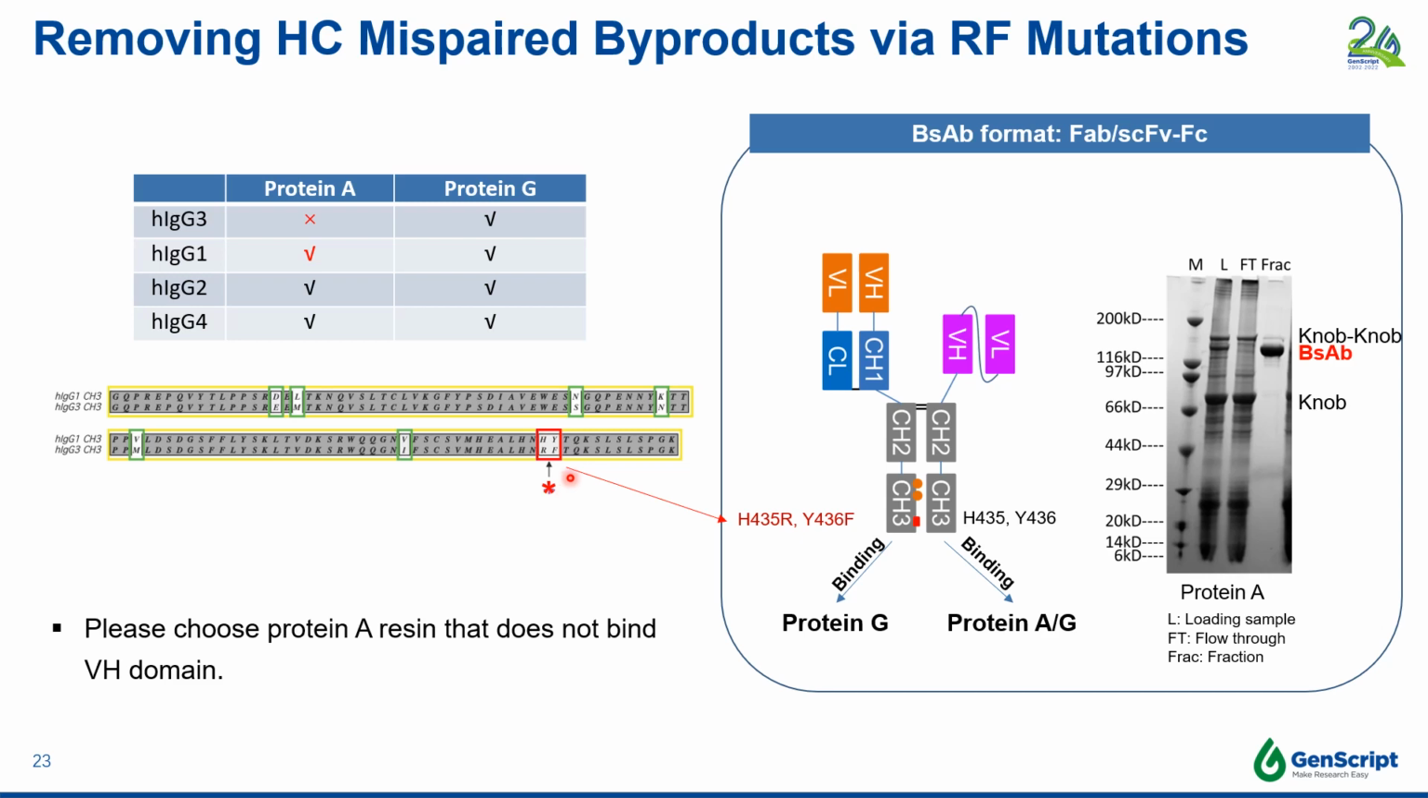When we introduce these mutations into the overexpressed heavy chain, the half-AB and homodimer in the sample will flow through when loaded to a protein A column, and we will get pure BsAb product. One tip here: please choose a protein A resin that does not bind the VH domain. And you may ask, what if the RF mutations are not on the overexpressed heavy chain? Don't worry, we have other methods to deal with this situation.